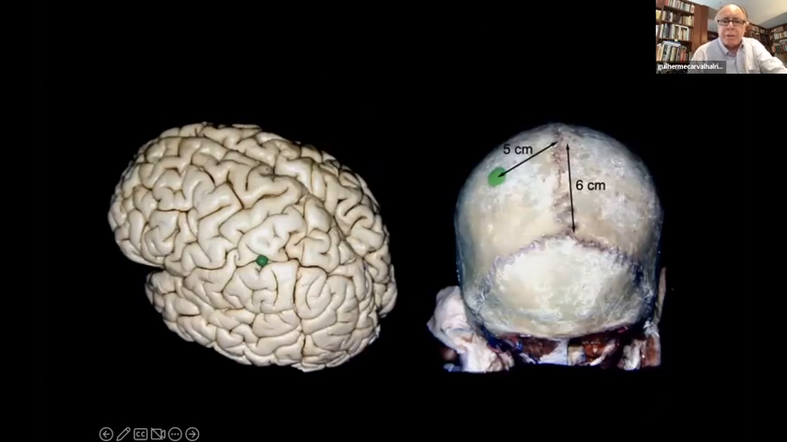The other point is where the intraparietal sulcus is continuous with the postcentral sulcus, always continuous here. Okay, so this is a transition point that is just posterior to the postcentral gyrus. And the postcentral gyrus is going to be sitting here. This is the precentral gyrus, this is the central sulcus.